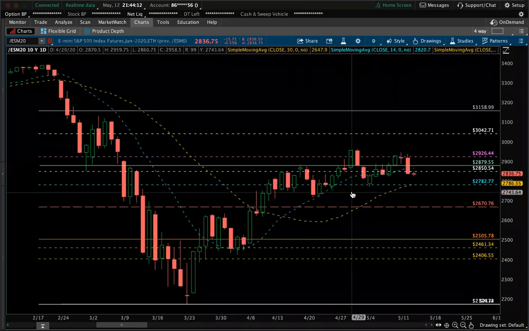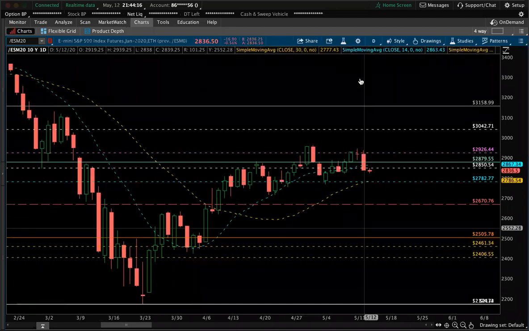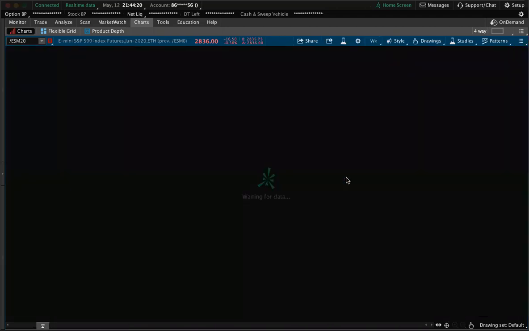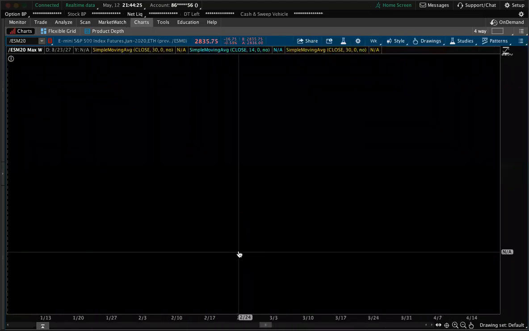All right, so we have an ES chart here, 14 and 30. This is a daily chart. I want to do a weekly also. I want to start from weeklies. I like looking at weekly charts because weekly gives a better direction. And I'll show you right now.